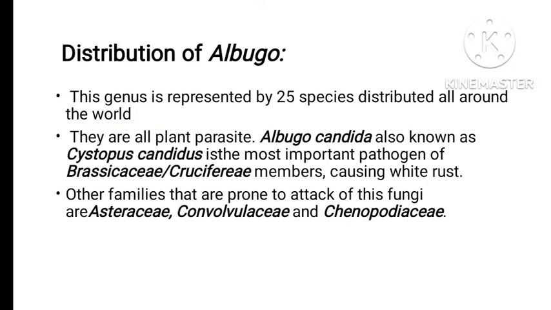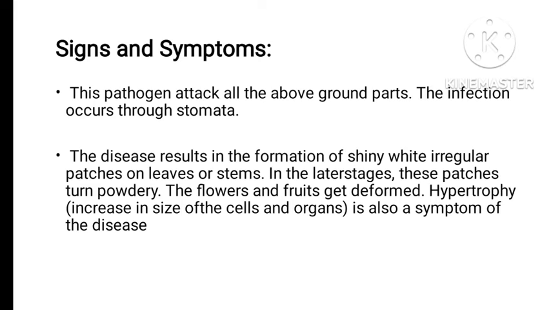Next one is distribution. The genus is represented by 26 species distributed all around the world. All are plant parasitic. Albugo candida is also known as Cystopus candidus. It is the most important pathogen of Brassicaceae, or Cruciferae, members, causing white rust.